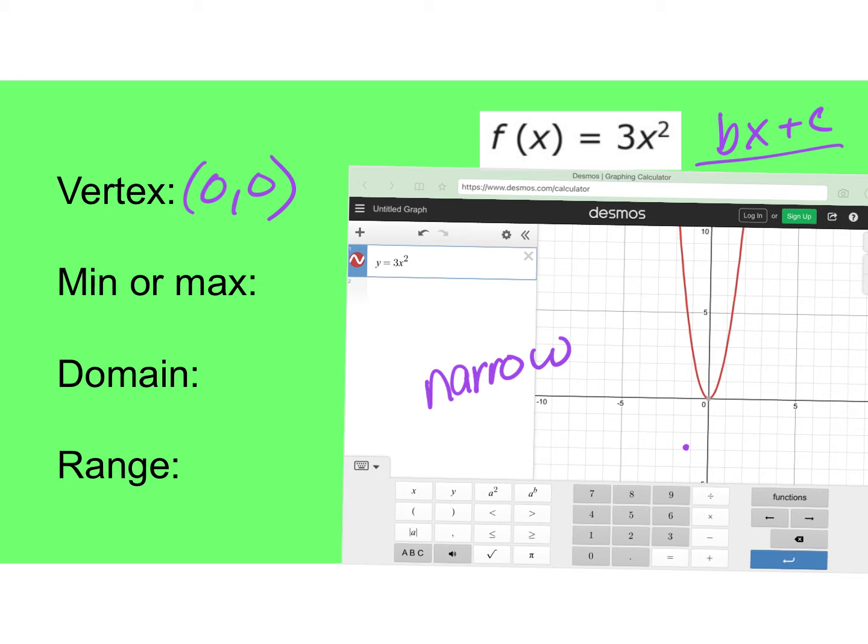So let's talk about here, is there a maximum or a minimum? There is a minimum at 0, right? Oh, whoops. Meant to erase, got carried away.